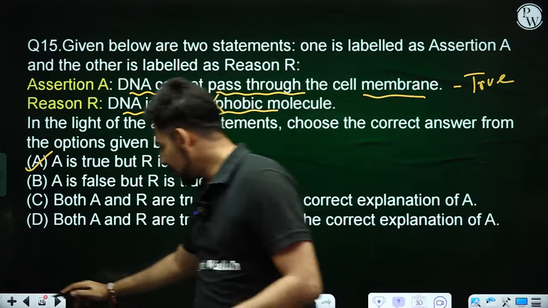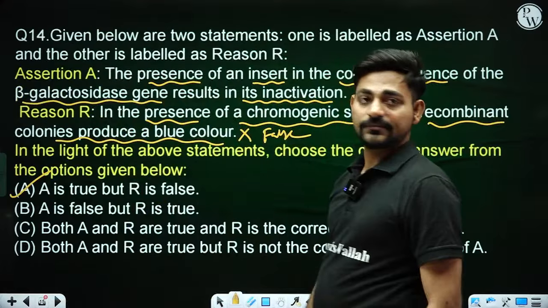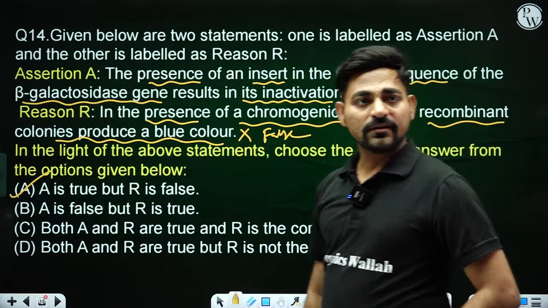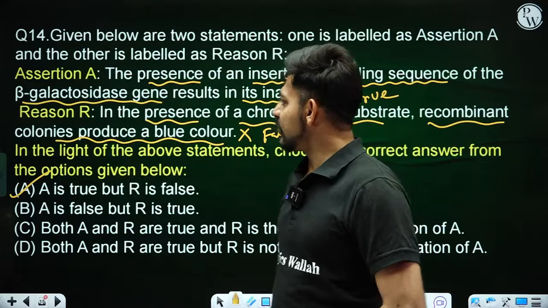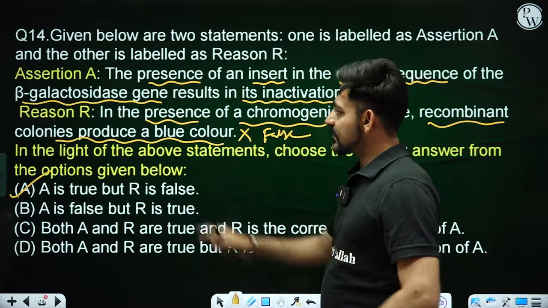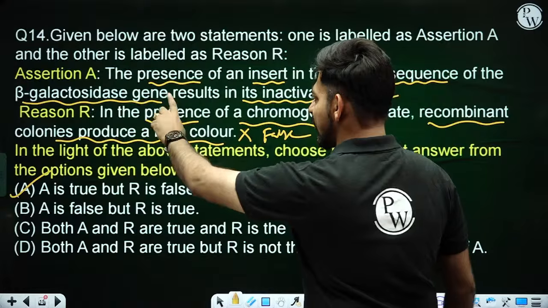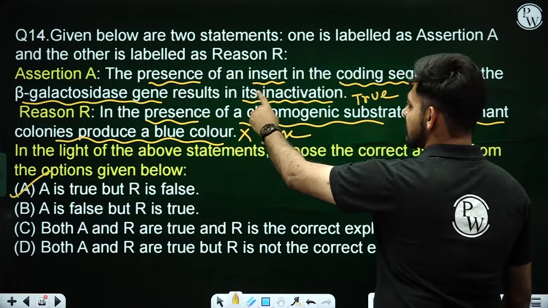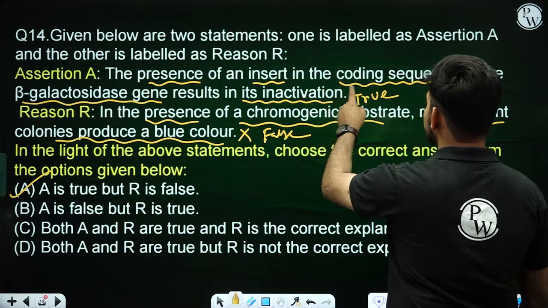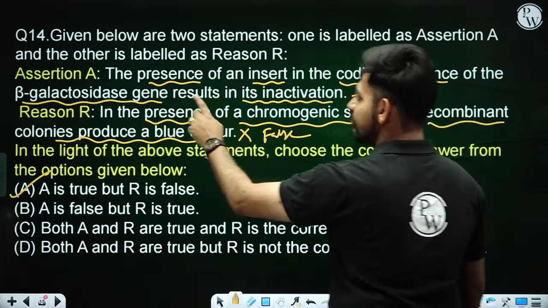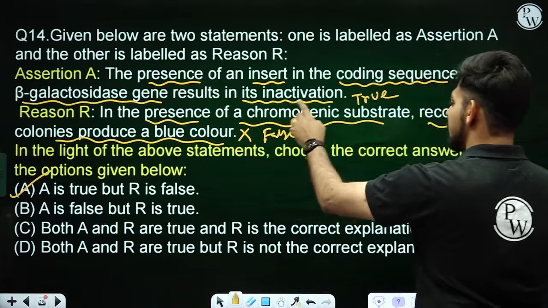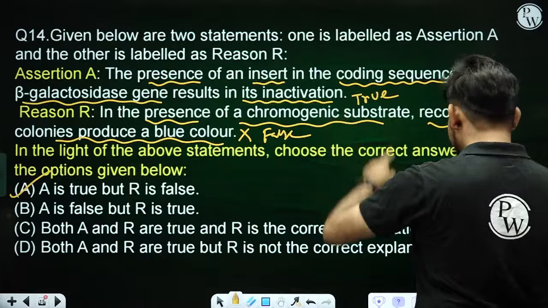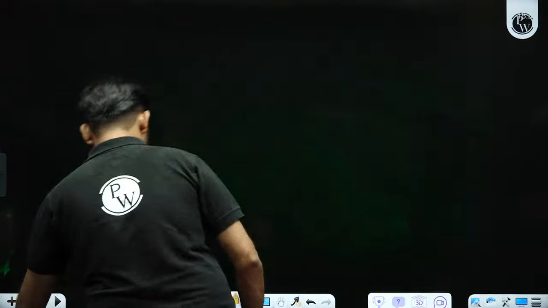Now I'm going back to the previous question. Ayush is having some doubt about this particular one. So see, Ayush, the assertion is saying the presence of an insert in the coding sequence of the beta galactosidase gene results in its inactivation. Let me clarify.